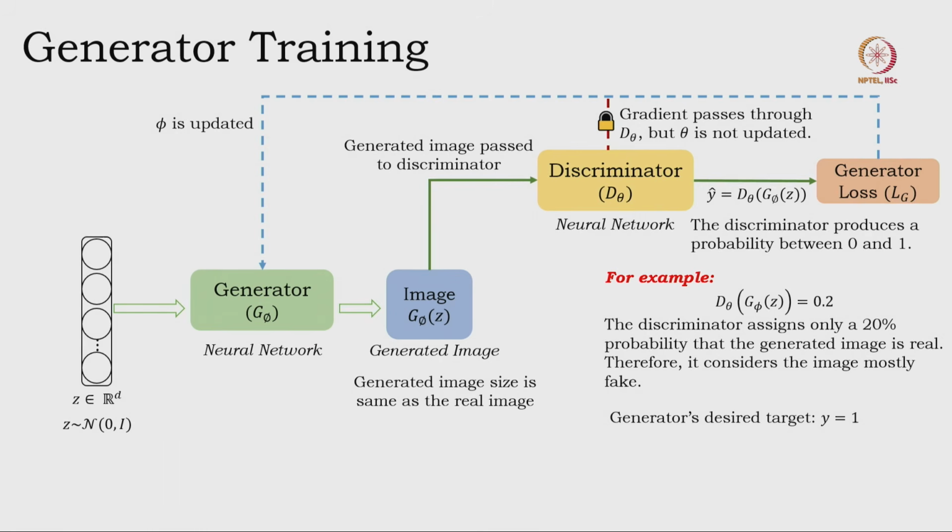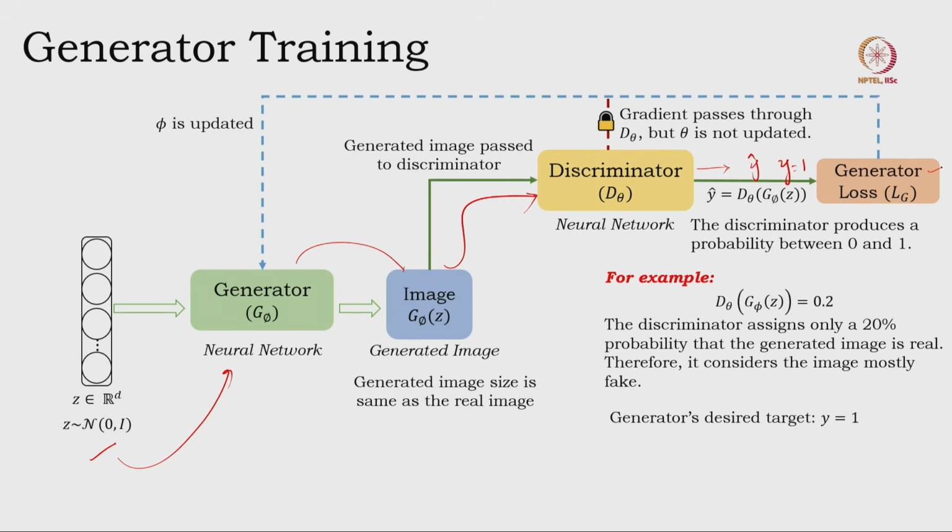This is important. Before I go to the next slide, I am once again quickly revising. There is a noise. This noise is passed to a generator. The generator will generate an image. This generated image is passed to a discriminator, and the discriminator is going to give us the probability. This probability is a predicted value, y hat. This y hat should be compared with the ground truth, and that ground truth is 1. Then you are going to calculate the loss.